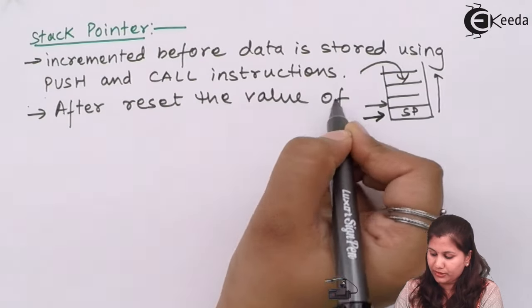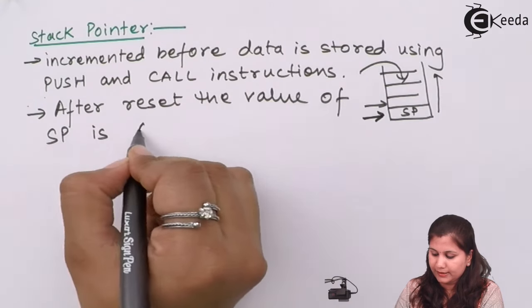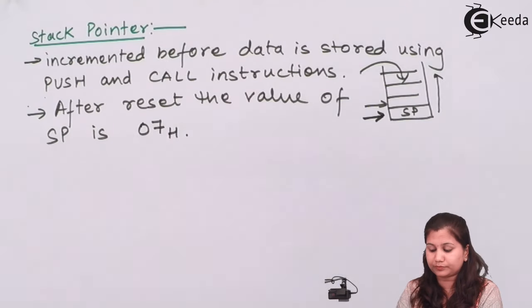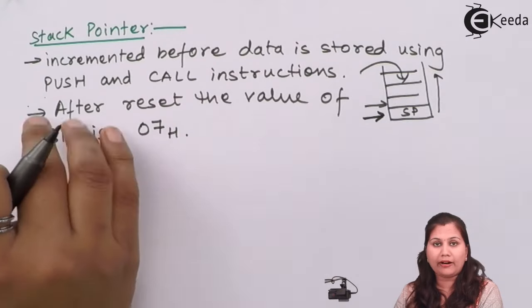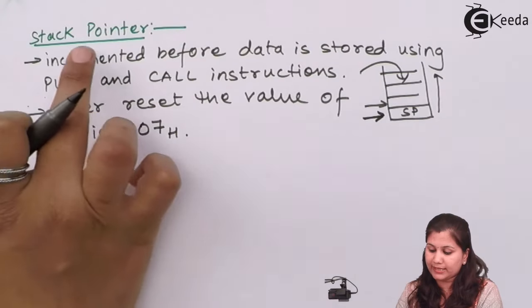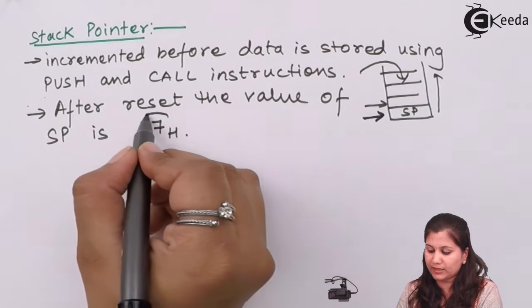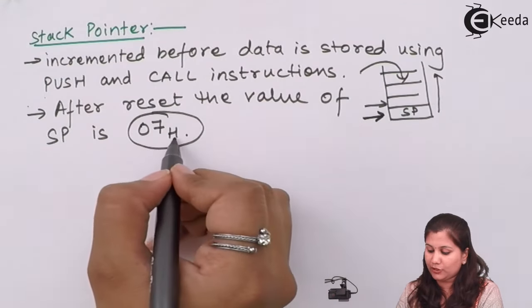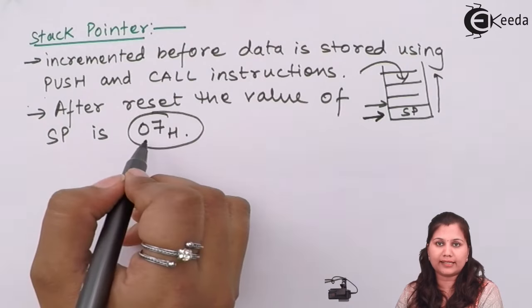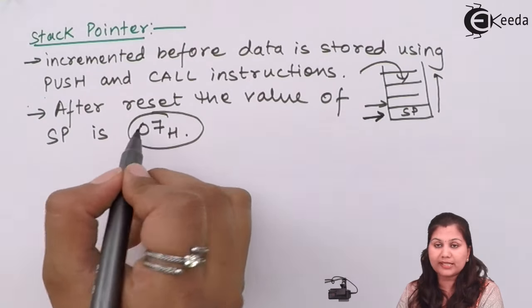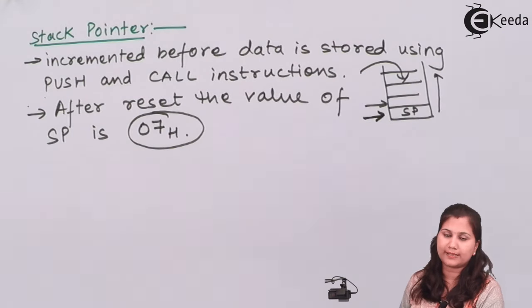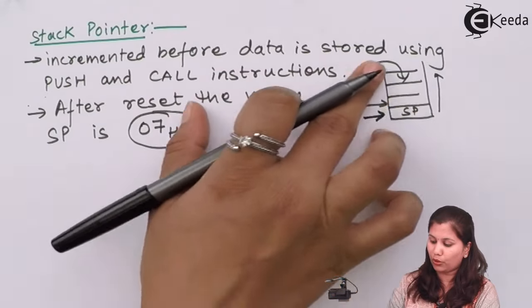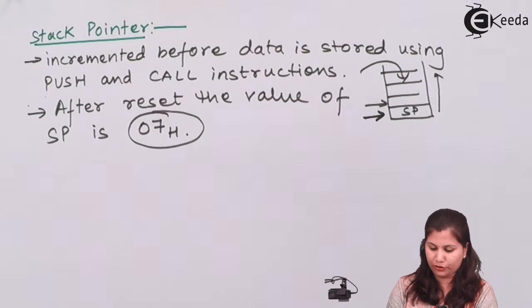And after reset, the value of the stack pointer is 07H. When the microcontroller is reset using the reset instruction or reset pin, then after reset of the microcontroller, this stack pointer will be initialized with this value 07H. H means that this address is in hexadecimal notation, so the address is only 07. So it is initialized with this address 07, and the stack is going to store all the data from this memory location.